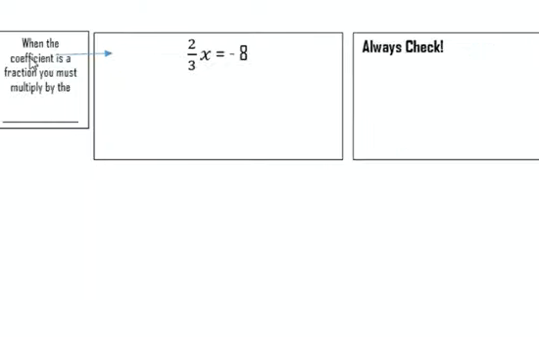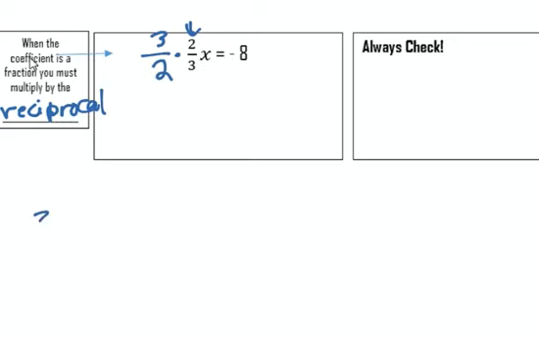If we are doing an equation with a fraction, when the coefficient is a fraction like it is in this problem, you're going to have to multiply by the reciprocal. So these ones can get a little bit tricky, but you can totally do it. It's just going to take practice. So if it's 2/3 times x, those two things are multiplying, we're going to multiply by the reciprocal. So the reciprocal of 2/3 is 3 over 2.